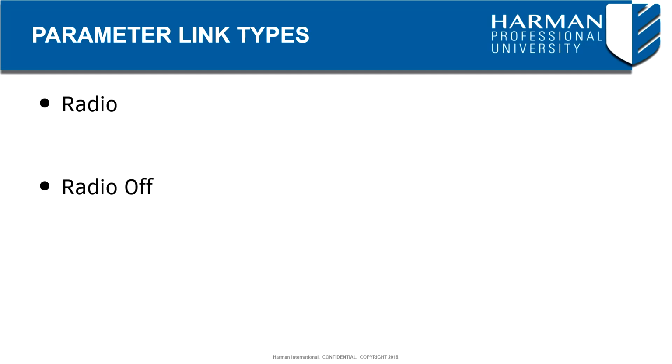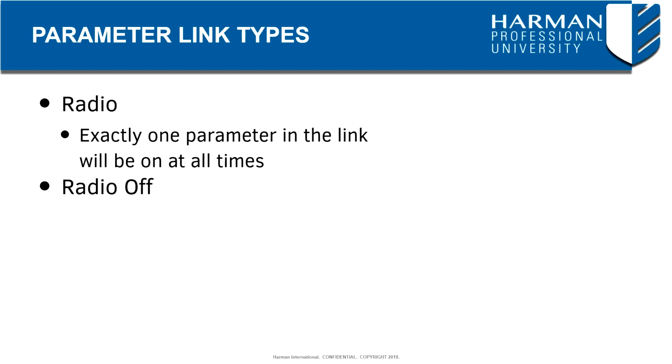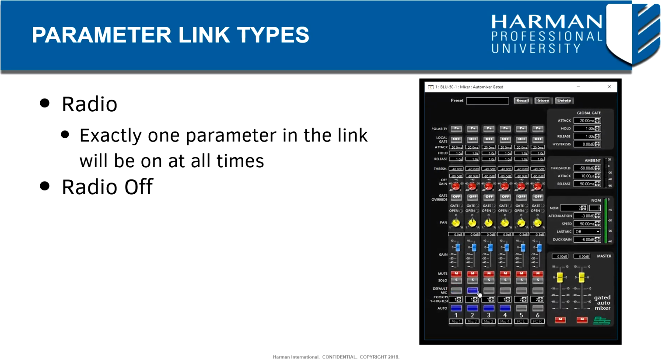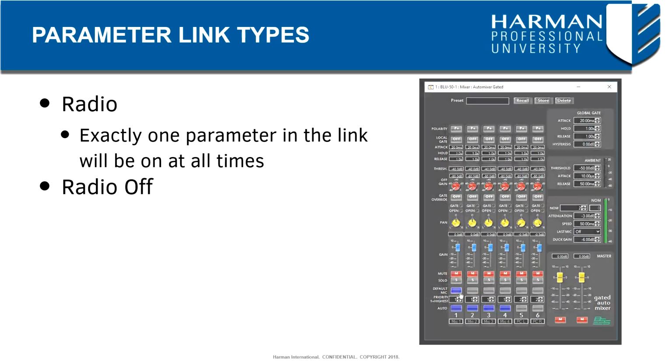This can be useful for maintaining relative mix levels when adjusting the level of a single source. The last two link types are intended to be used strictly with binary parameters, or in other words, controls that are either on or off. A radio link will allow one binary parameter to be on at a time, and requires that at least one of the parameters associated with the link always be on. This can be useful when needing the ability to select a single user-definable default microphone in a gated auto mixer.